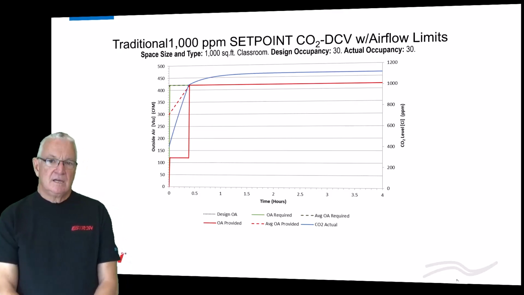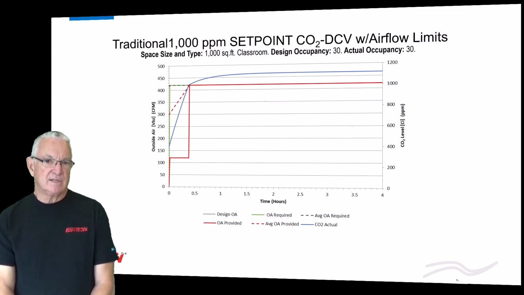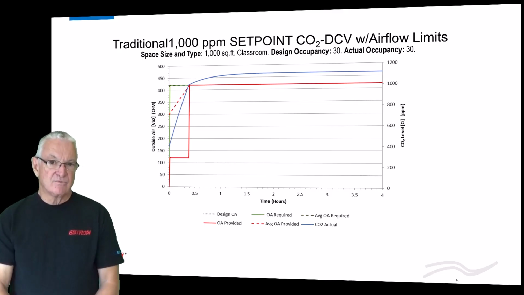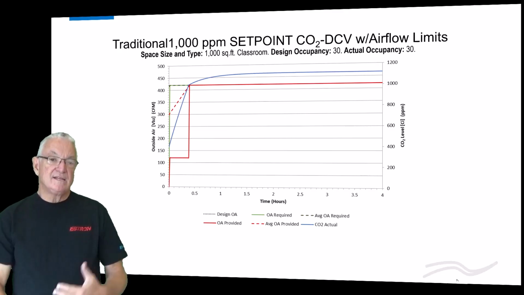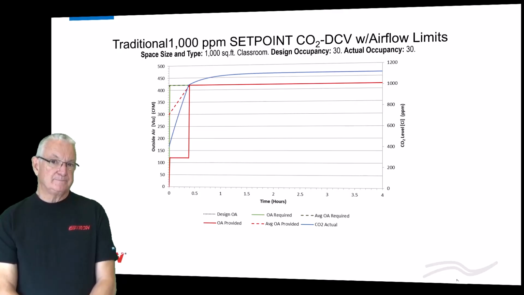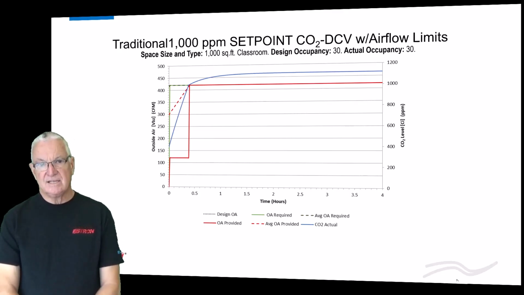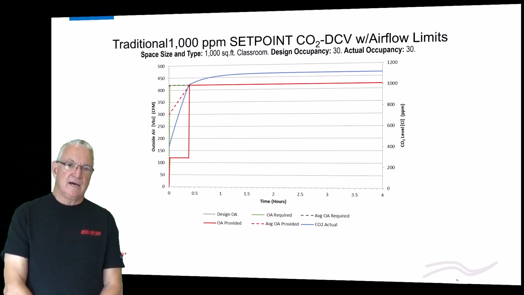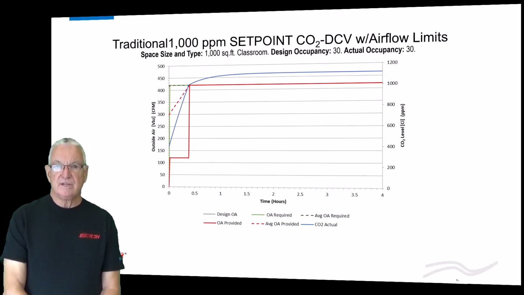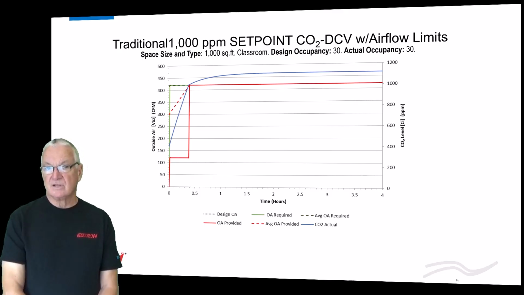In this case, let's see if we can just take a look at this. The green is associated with the left vertical axis. That's the amount of outside air required. There's a dashed line there that is the time average, the real required outdoor air to meet the requirements of Standard 62. The red is the amount of outdoor air you provided, and the dashed red line is the time average. So that's associated with that left vertical axis. The blue is the CO2 level that you measured. It's associated with the right vertical axis.